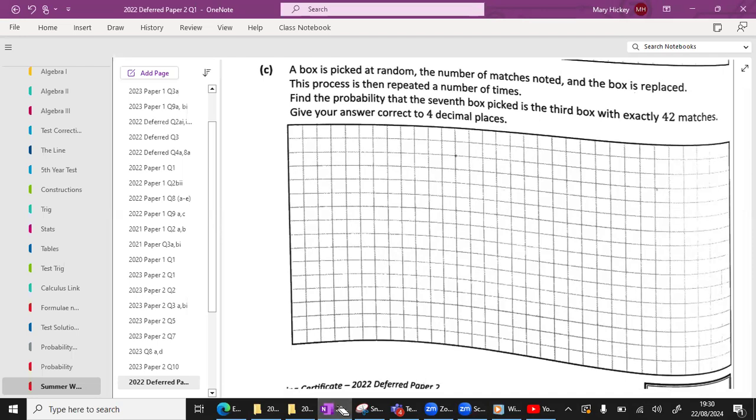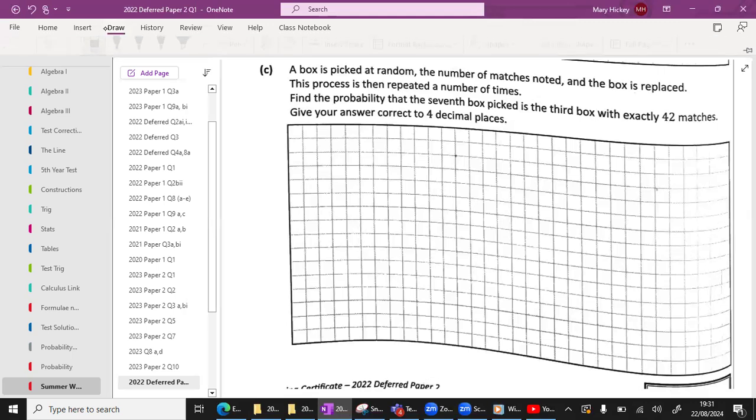So they're telling us the box is replaced so that we don't have to worry that picking the first box has an influence on picking the second. If you're not replacing the first box, then it absolutely has an effect on the probability of picking a box when one of them has been removed. So they're just putting that in to say that every box has an equal chance of being picked every time.